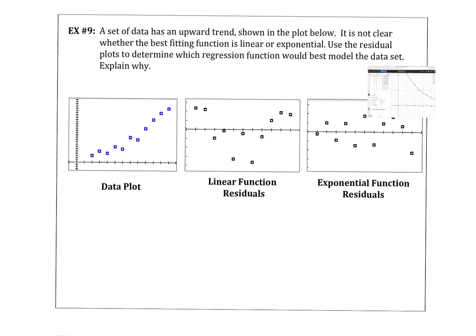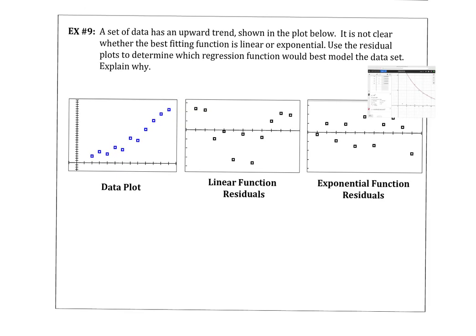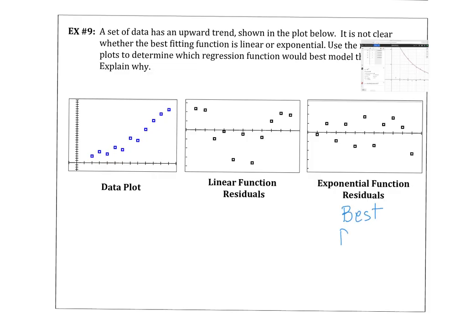They're high on the sides here, high on the sides, and then low in the middle. So I see some kind of a pattern like that. That would tell me that's not a very good model for the data. And the exponential function, the residuals, are random. So in my opinion, the exponential model would be better. This is the best model because the pattern's random.